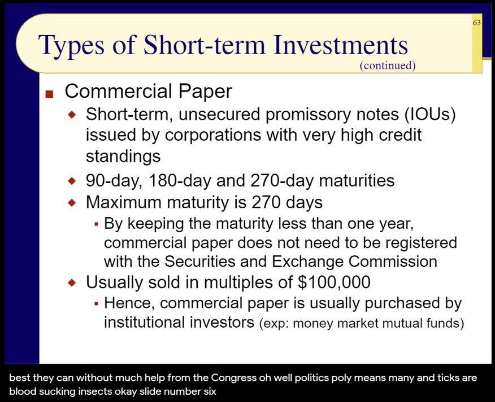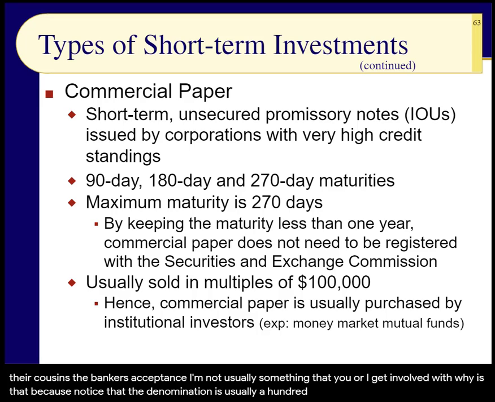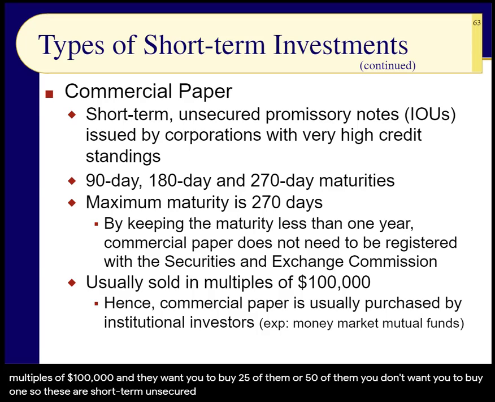Okay, slide number 63. Commercial paper? What a silly name. Well, these and their cousins, the banker's acceptance notes, which we'll see on the next slide, are not usually something that you or I get involved with. Why is that? Because notice that the denomination is usually $100,000. They're sold in multiples of $100,000, and they want you to buy 25 of them or 50 of them. They don't want you to just buy one. So these are short-term unsecured promissory notes issued by corporations with very high credit standing.